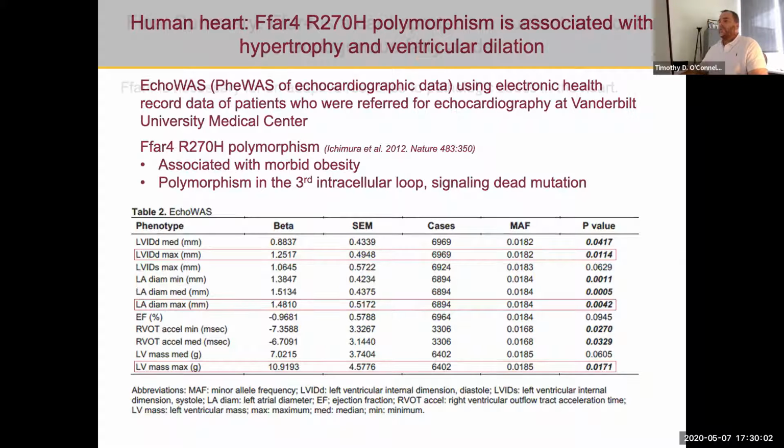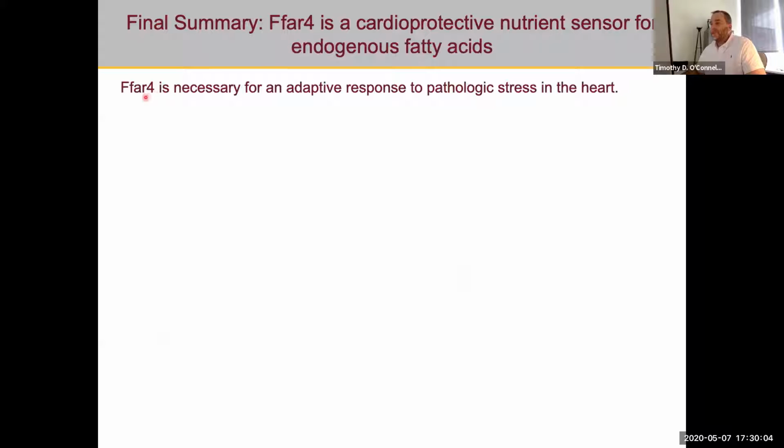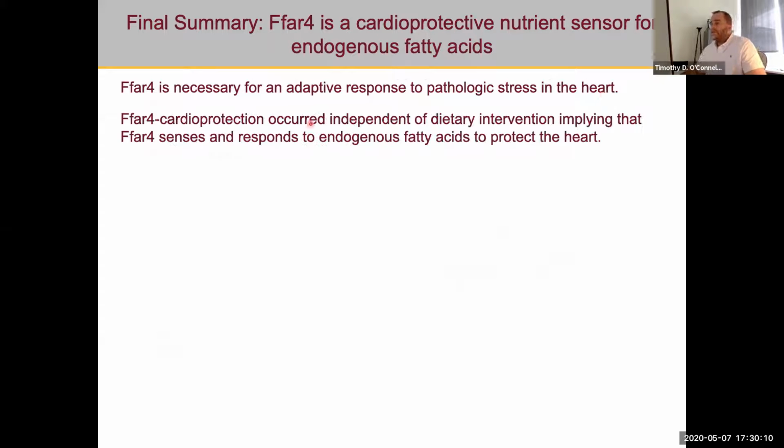So in summary, what have I shown you today? First of all, FFAR4 is necessary for an adaptive response to pathological stress in the heart. And this cardioprotection occurred independent of dietary intervention, implying that FFAR4 senses and responds to endogenous fatty acids to protect the heart. Now, we don't know at this point in time which fatty acid or fatty acids may be having this protective effect. And furthermore, we want to go on further to test whether FFAR4 is required for omega-3 cardioprotection. We just haven't had time to do that yet.